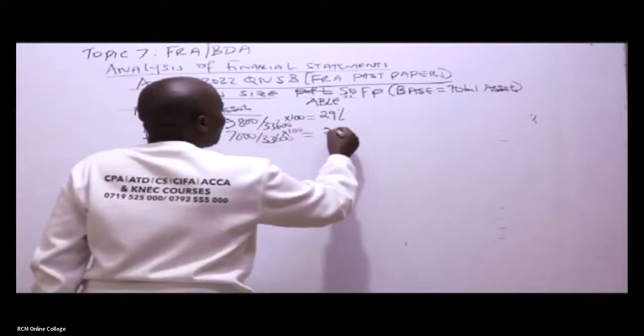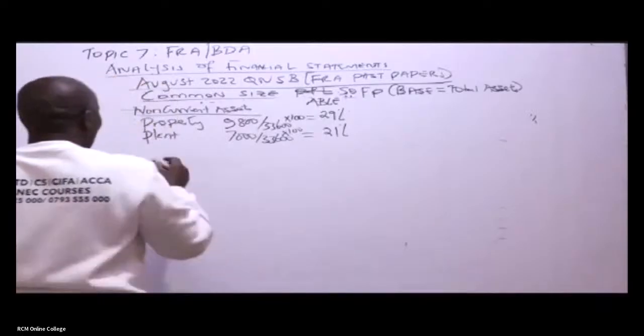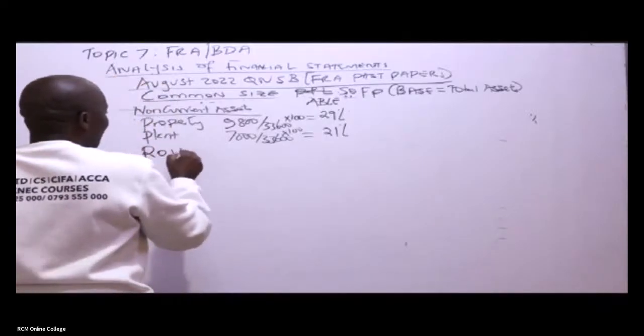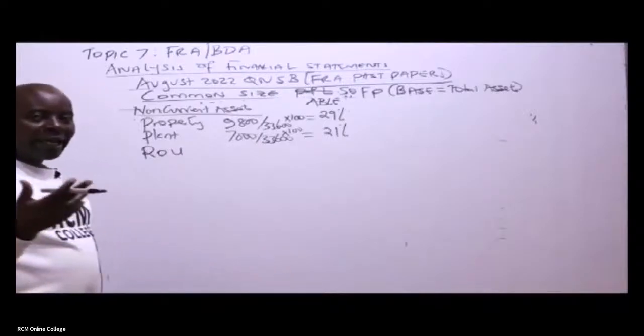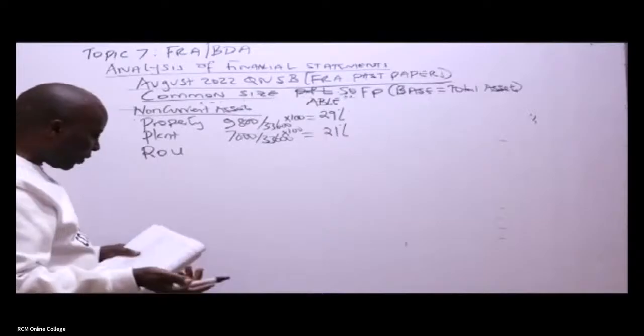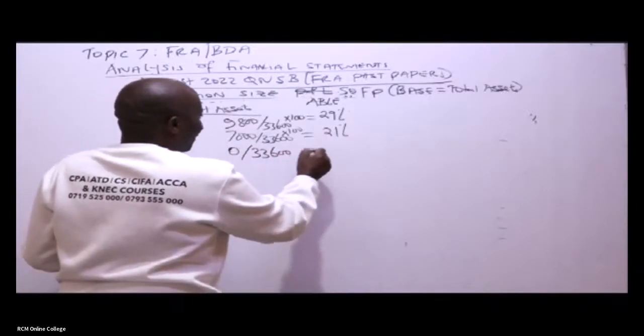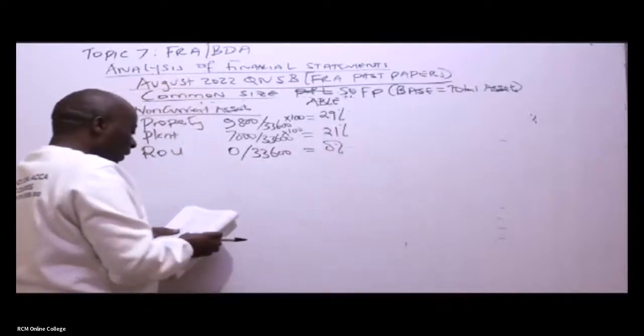Thank you so much. From there, we have the right of use, ROU. ROU is right of use arising from leased assets, of which I can see that is 0 divided by 33,600. So this basically is nothing, 0%.